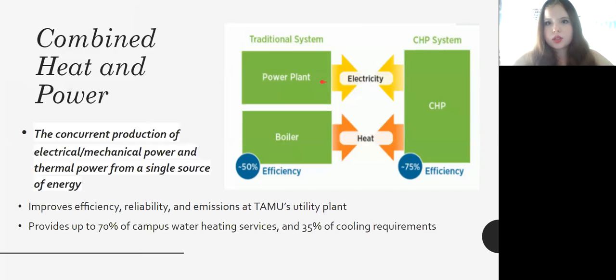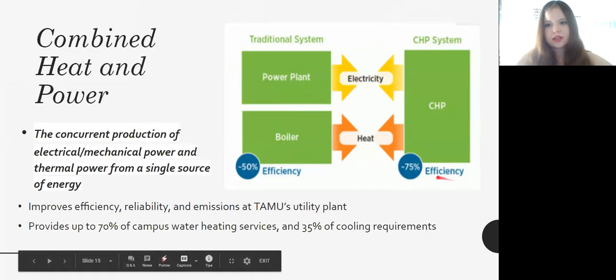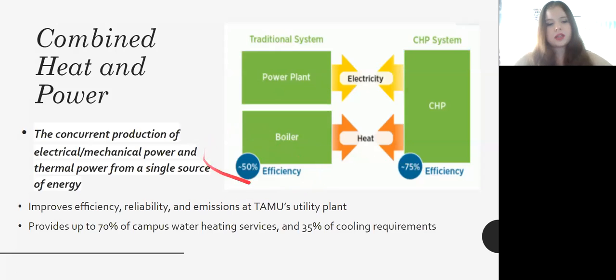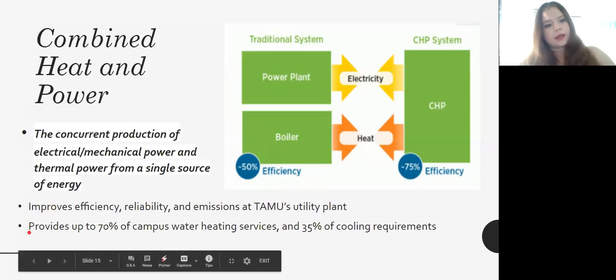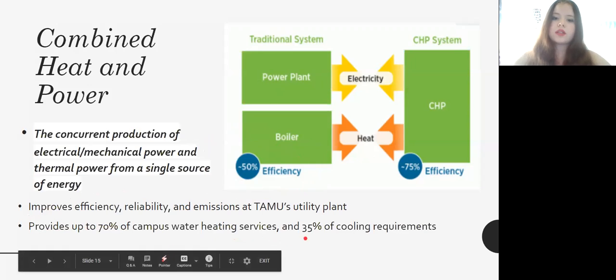Basically what that means is the traditional system, you have a power plant that produces electricity, and then you have a separate boiler that heats things up. But with the combined heat and power, it's all in one. Which means that you have a higher efficiency. We're over here at 75% compared to the traditional system at 50% efficiency. So this utility plant on campus provides up to 70% of campus water heating services and 35% of cooling requirements.